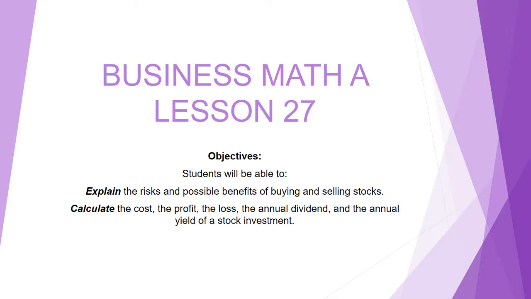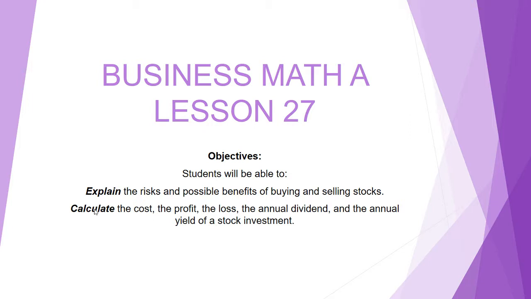Hi everyone, today we are going to go over lesson 27 of your Business Math A course. The objectives for this lesson are so you will be able to explain the risk and possible benefits of buying and selling stocks. You'll also be able to calculate the cost, the profit and loss, the annual dividend, and the annual yield of a stock investment.